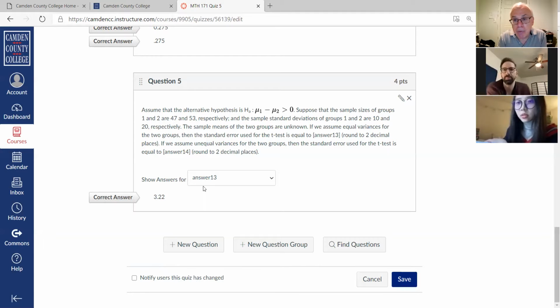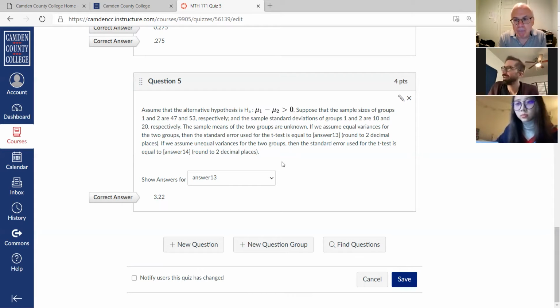Now, if you reran this and assumed unequal variances for the two groups, then there's no pooling of the variances. It's simply the square root of the variance of each group divided by n. That's the standard error. The denominator of the test statistic is the standard error.